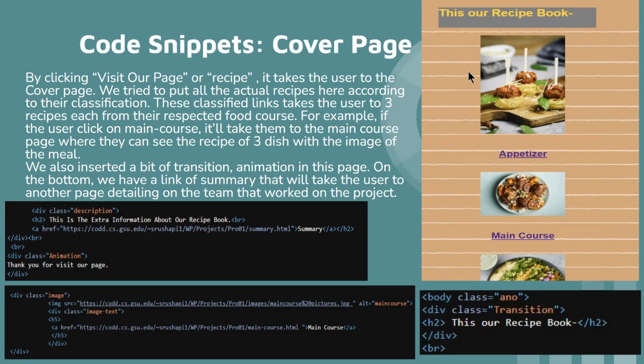Cover page. By clicking visit our page or recipe, it takes the user to the cover page. We tried to put all the actual recipes here according to the classification. These classified links take the user to three recipes each from their respective food course. For example, if the user clicks on main course, it will take them to the main course page where they can see the recipes of three dishes with the image of the meal. We also inserted a bit of transitions and animation in this page. On the bottom, we have a link to a summary that will take the user to another page detailing the team that worked on the project. This is our picture and the code.